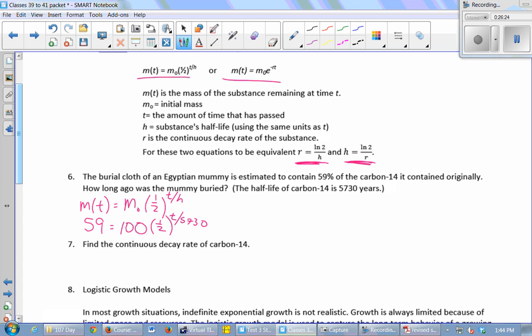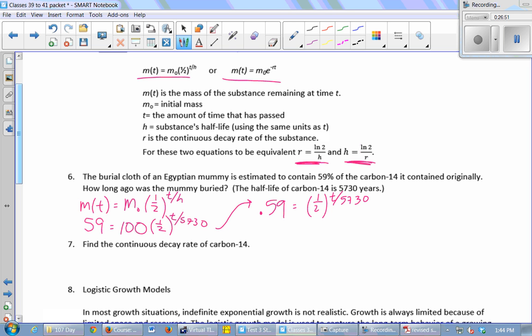And how long until I have how much left? 59. I started with 100. Well, how long till I get to 59? So I want to solve this equation. What do I do? Divide both sides by 100 first. I want to isolate the exponential. So I'm going to have 0.59 is equal to 1/2 to the T over 5,730.